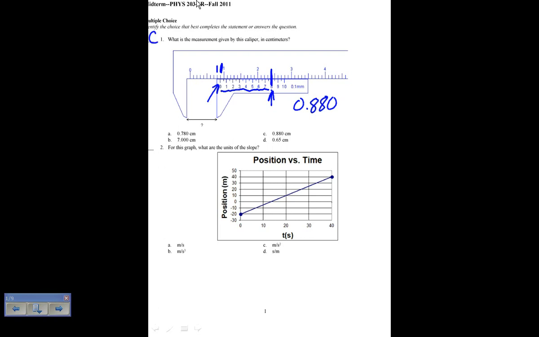From this graph, what are the units of the slope? Well, it's rise over run, that is meters over seconds. So for number 2, the answer is A.